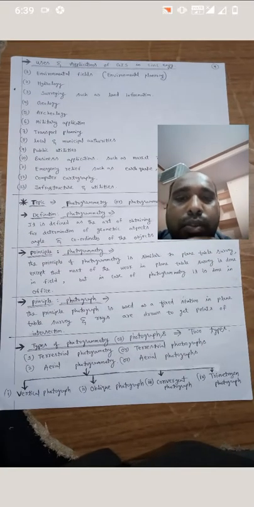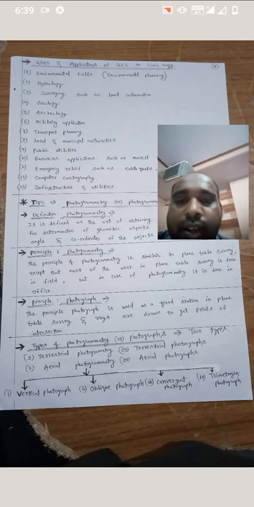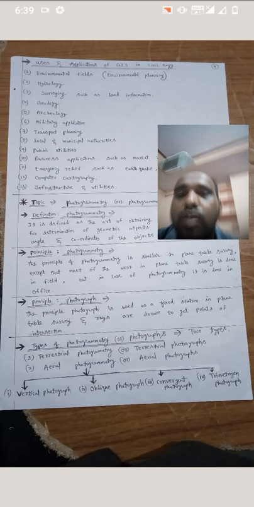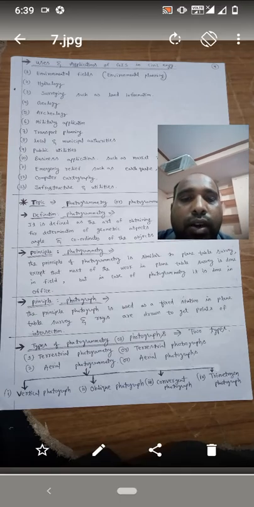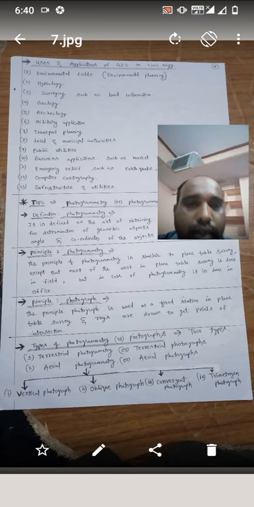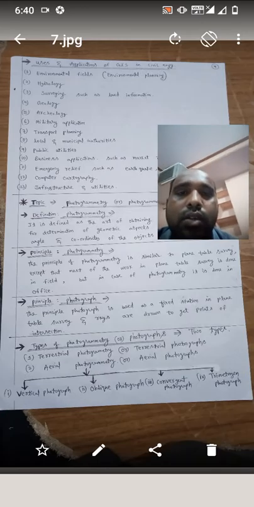Next, types of photogrammetry or photographs. There are two types here. First, terrestrial photogrammetry or terrestrial photograph. Second, aerial photography or aerial photograph. In aerial photograph we will learn vertical photograph, oblique, and third, convergent photograph, next trimetrogon photograph. We will see these in detail on the next page.